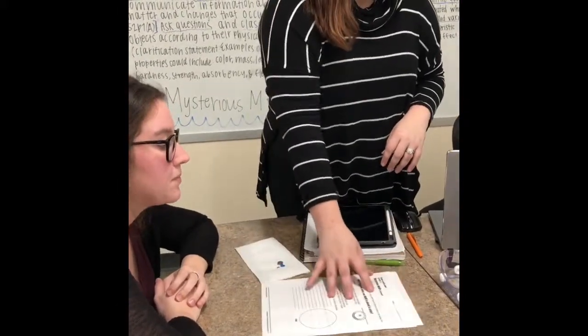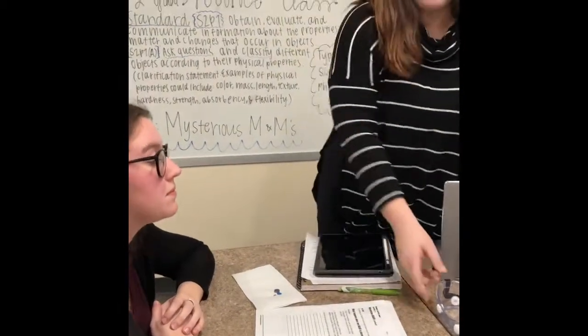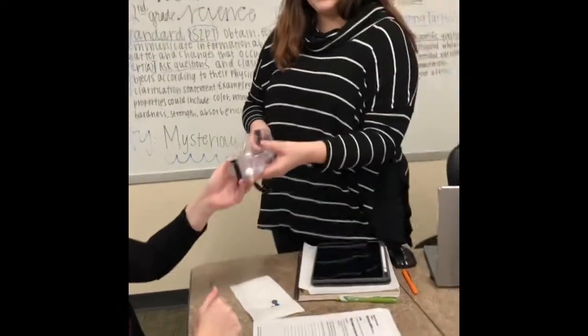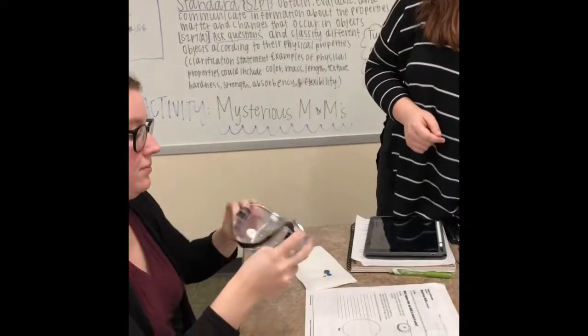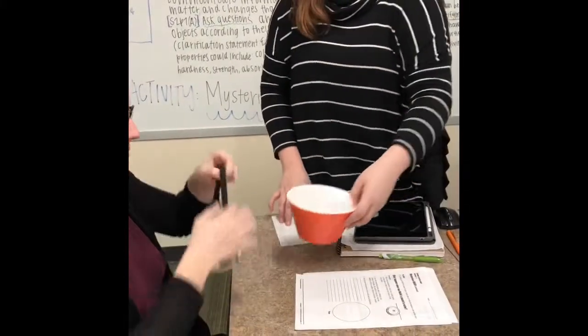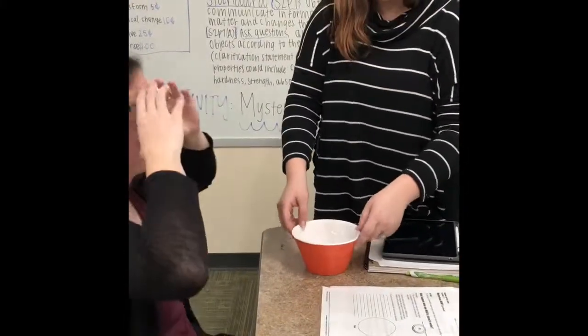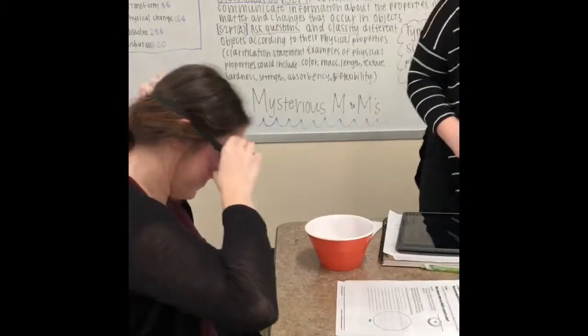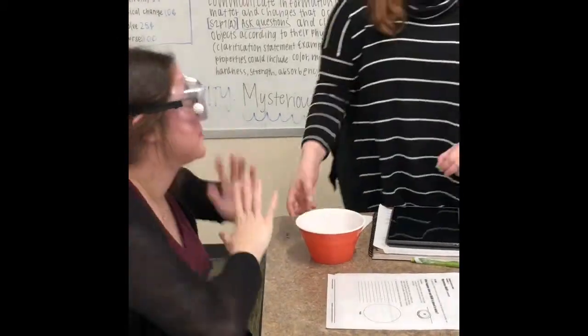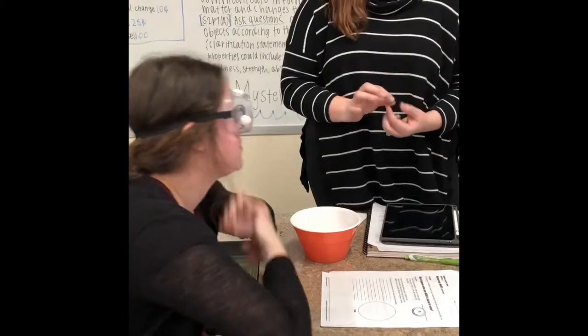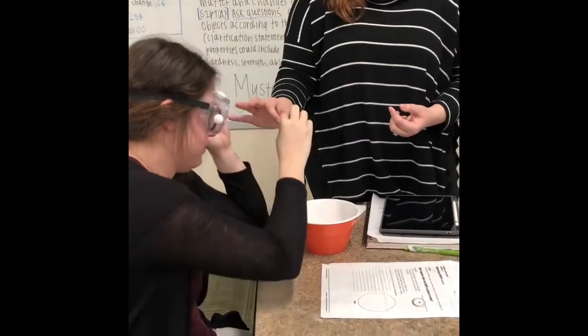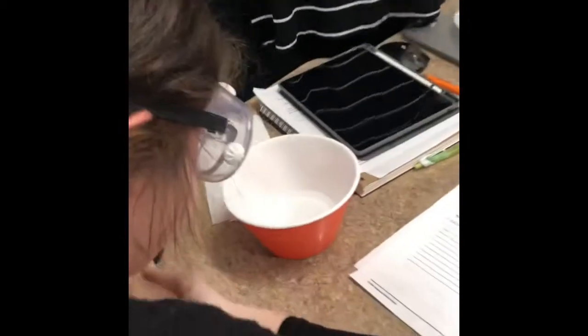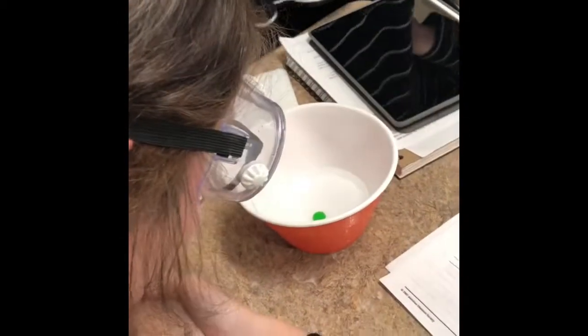Okay, so to begin, I want you to first put on the goggles, because safety is the most important thing in our science experiment, right? So to be a good scientist, you have to be very safe. Now I've placed some water in this bowl, and what I want you to do is drop the M&M in the bowl and observe it for just a few seconds to see what's going to happen to it.